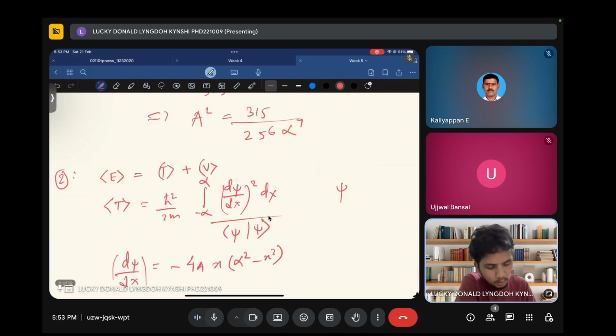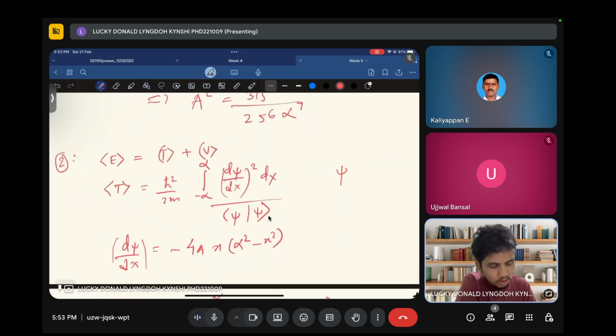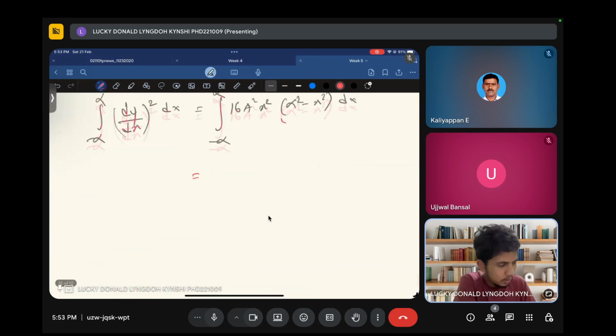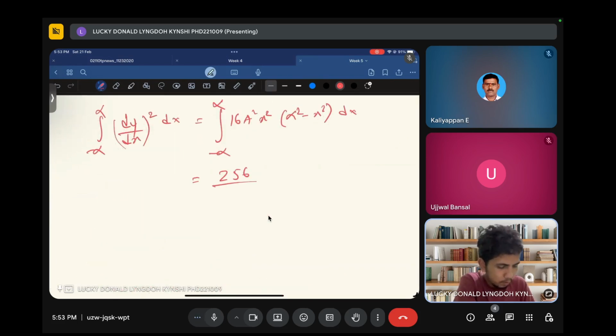Why do you need this integration? Because you see d psi by dx whole square is there in your calculation to find out the expectation value of your kinetic energy T. And this is equal to 256 by 105 a square alpha to the power 7. And now you also need the normalization integral of psi, which is equal to 256 by 315 a square alpha to the power 9.